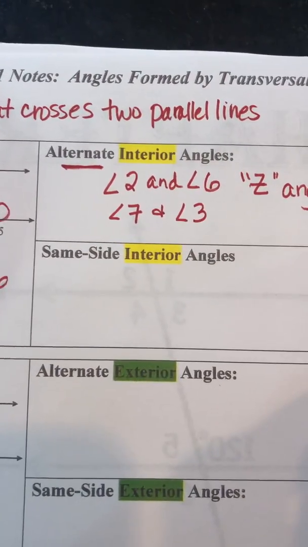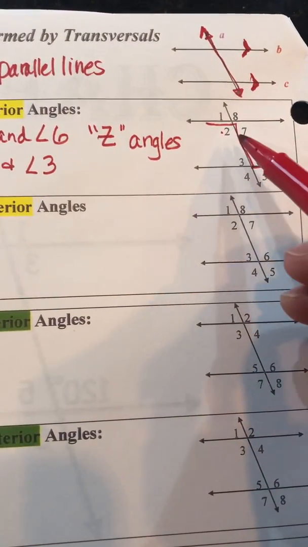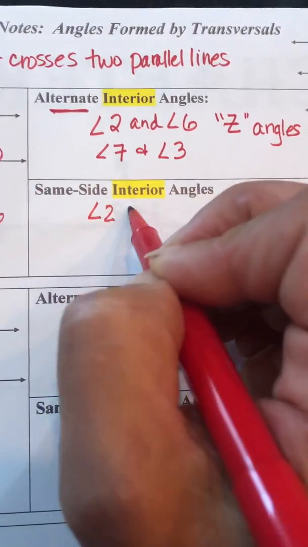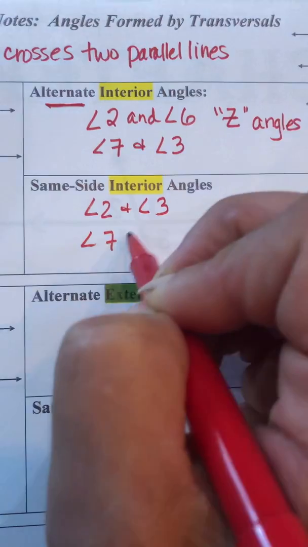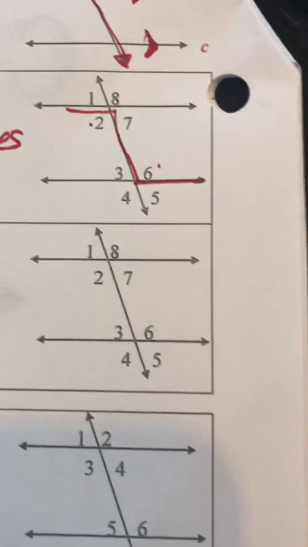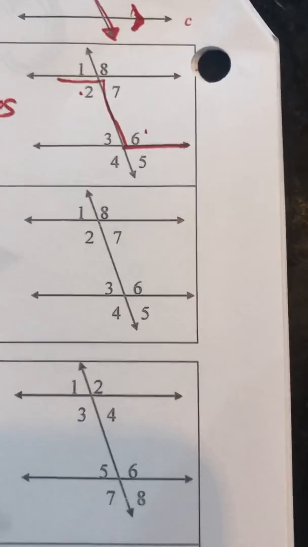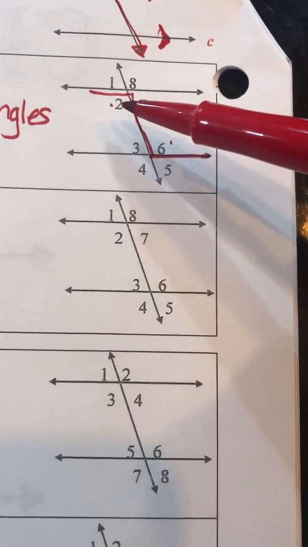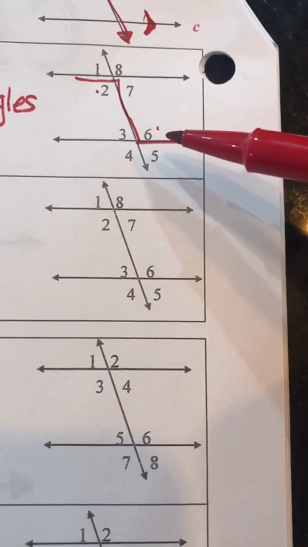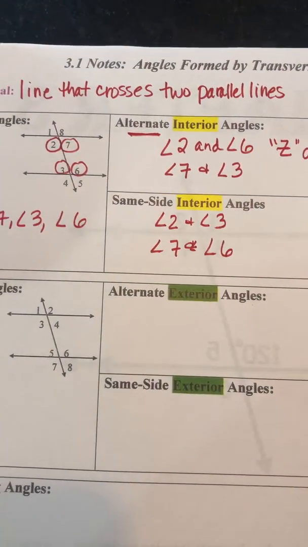Still on interior is same side interior. So same side means they're on the same side of the transversal. So it's going to be angles 2 and 3 and angles 7 and 6. By the way, those numbers are not always going to be true, right? We can name the numbers different ways, but those spots are really what's true. So even if this had a different number here, these two angles would be same side interior, as would these two angles. So that's interior angles on the inside, and those are the two types, alternate interior and same side interior.